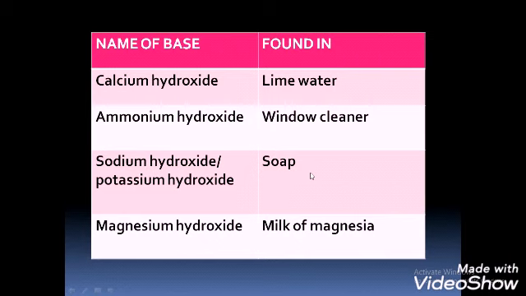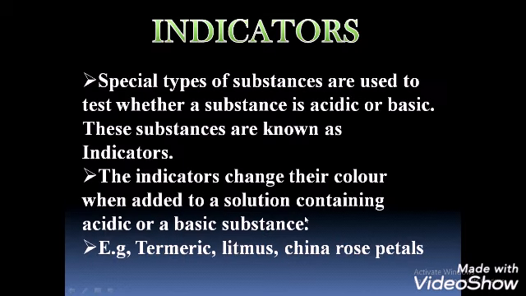These substances are known as what? Indicators. Special types of substances are used to test whether a substance is acidic or basic. These substances are known as indicators. The indicators change their color when added to a solution containing an acidic or a basic substance. For example, turmeric, litmus, China rose petals, etc. are some of the naturally occurring indicators.